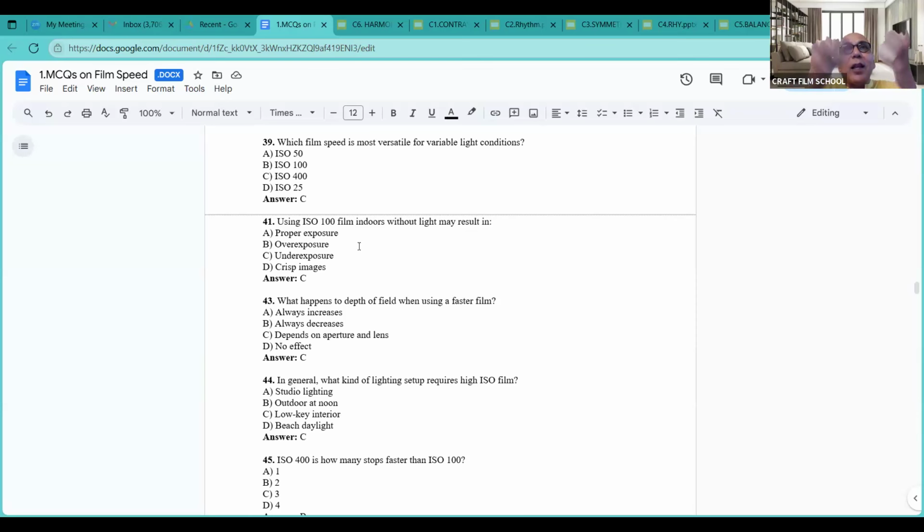Suppose the day is cloudy. In a cloudy day, the light has become less. So an f16 aperture you may not get. You may get only, let's say for example f8, but for some reason you still want to shoot at f16, so you need a film which is a high speed film, which means 400. So 400 is the correct answer here.